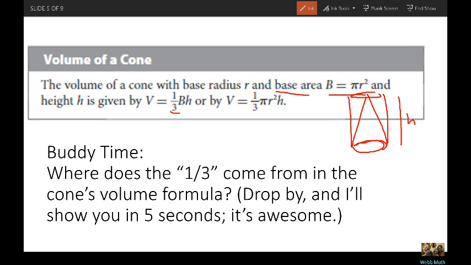So I'll tell you what, talk to your buddy. Where does the 1/3 come from in the cone's volume formula? Yes, it has something to do with the cylinder, but if you really want a quick proof, just drop by. Let me show you and your buddy, and then you guys explain it in your own words on why that 1/3 exists.